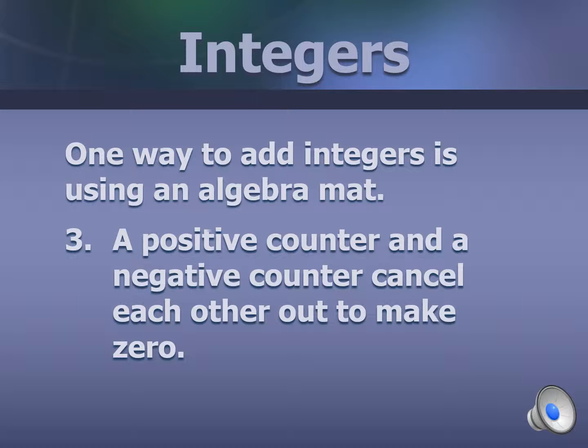The third thing that you need to write down is a positive counter and a negative counter cancel each other out to make 0. Again, if you're a little bit confused, don't worry, in just a minute you're going to see what I mean. I'm going to show you a quick example. If you had +1 plus -1, they would cancel each other out and it would equal 0. 1 plus -1, which means to take away 1, would give you 0.